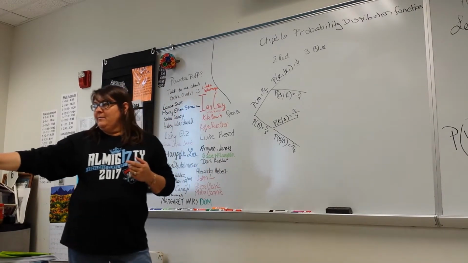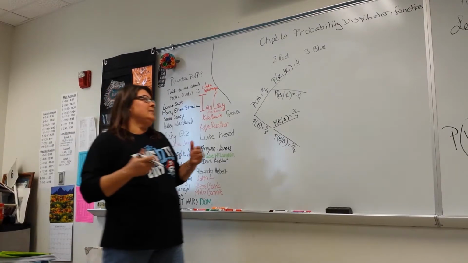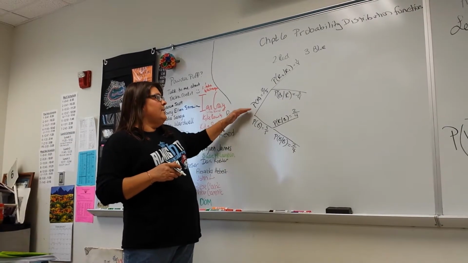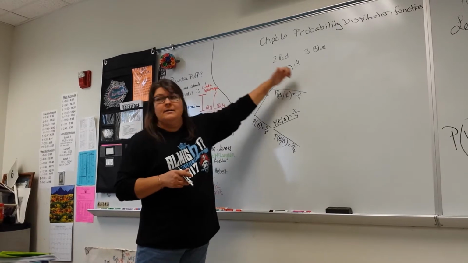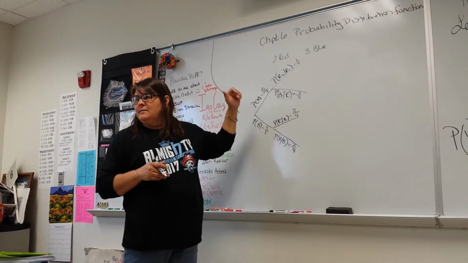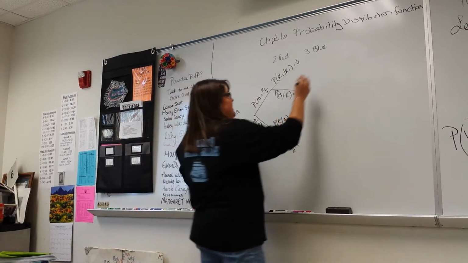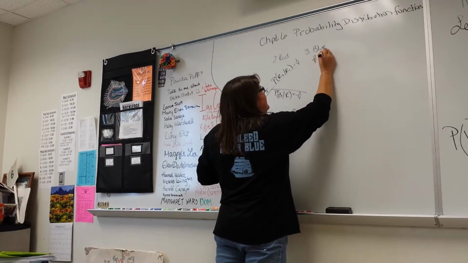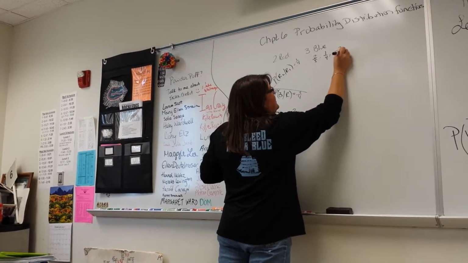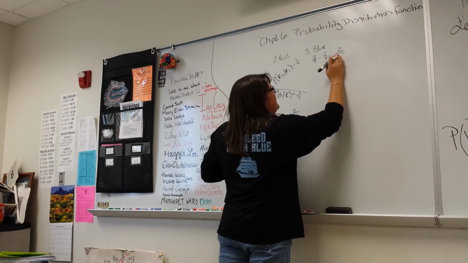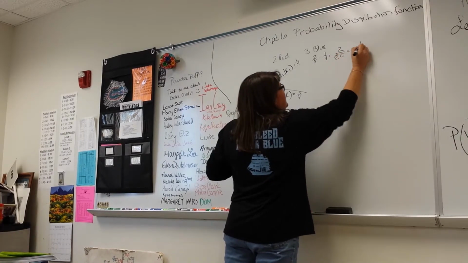Now let's talk multiply. Remember you said that? So how did that work? The probability I picked a red and then a red. And means to do what? Multiply. So pick red and red would have been 2/5 times 1/4, which is 2/20. You with me? Which is 1/10.